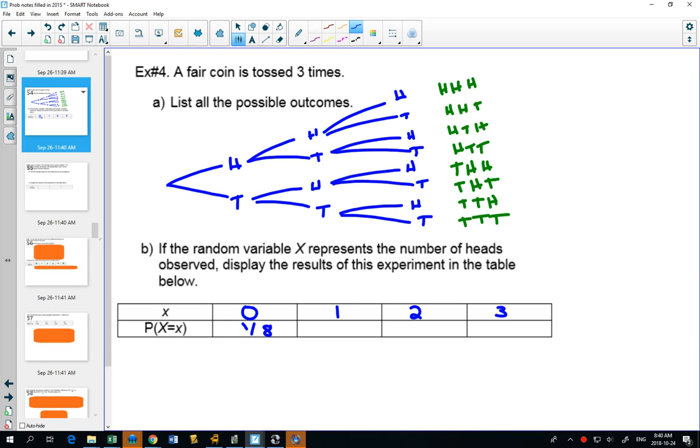How many have 1 head? 1, 2, 3 of them. 2 heads, also 3 out of 8. And 3 heads, 1 out of 8.